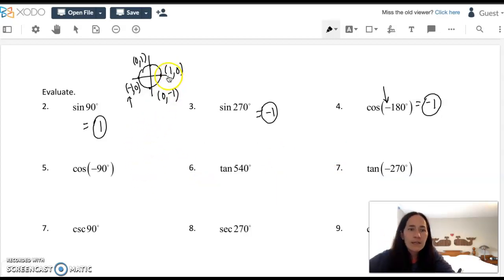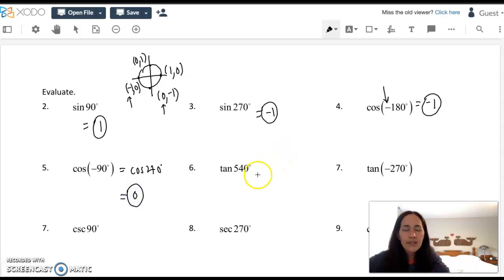Cosine of negative 90, that's like saying 270. You're going to go down, cosine is going to be the x value, and I'll say 0. So it's just like saying cosine of 270, which is also known as 0. Okay, tangent of 540. Once I get an angle this big, it would be good to find something coterminal that's a little bit more manageable. So let's subtract 360 once, and you're going to get 180 degrees.